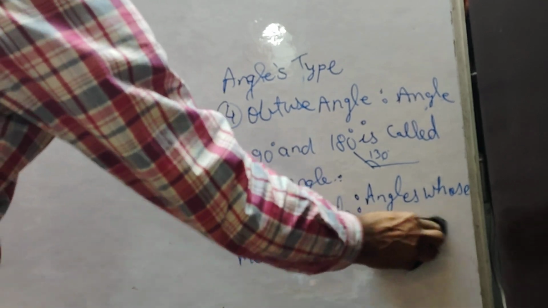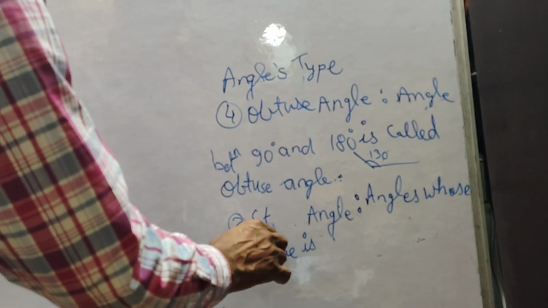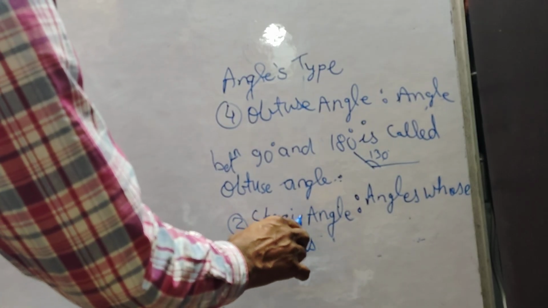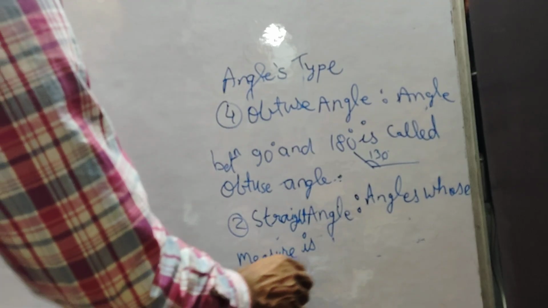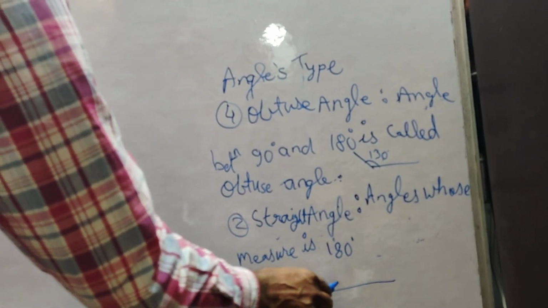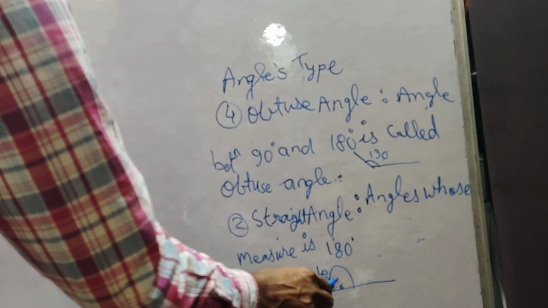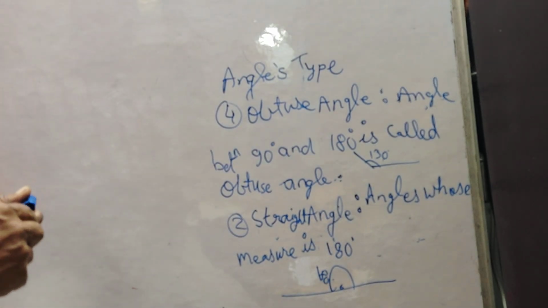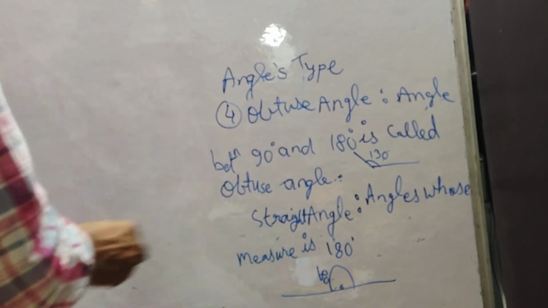Next angle is the straight angle. It is formed on a straight line. An angle whose measure is 180 degrees is called a straight angle. It is represented by a straight line. It is 180 degrees. Fifth one is the straight angle.